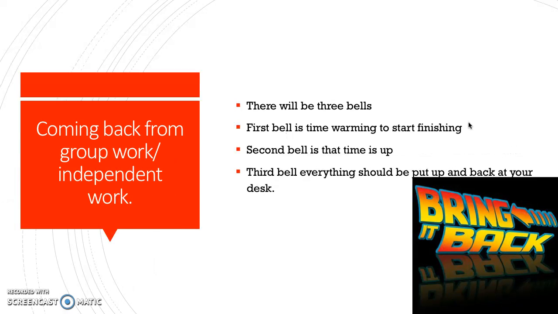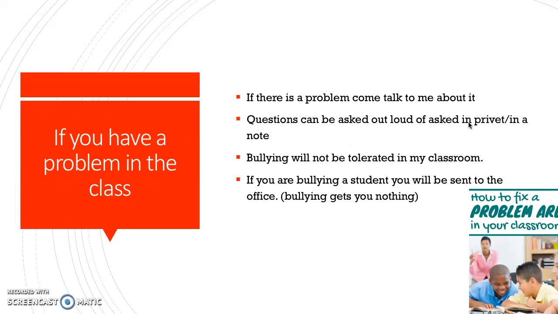So when you come back from group work or independent work, there will be 3 bells. The first bell is a warning to tell you how much time is left and to start finishing up. Second bell is that time is up and you need to start putting your materials up. Third bell, everything should be put up and you should be back in your desk ready to go over what you did in your group work or independent work, and to continue with the lesson so you can get further instruction on how things should have gone, and so I can ask you questions on what you did and what you feel worked and didn't work in the group.